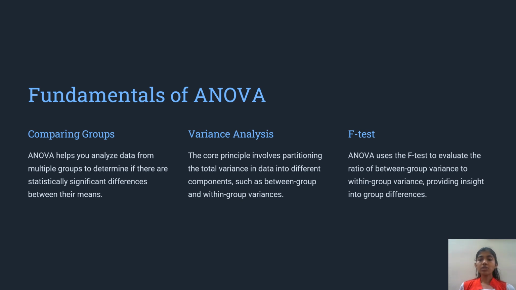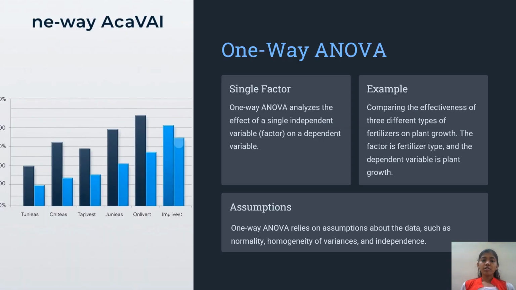F-test. ANOVA uses the F-test to evaluate the ratio of between group variance to within group variance, providing insight into group difference. Now come to one-way ANOVA.